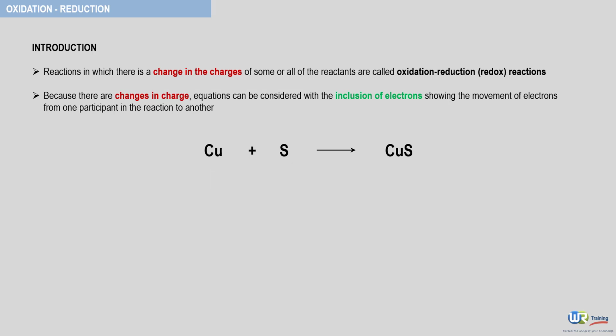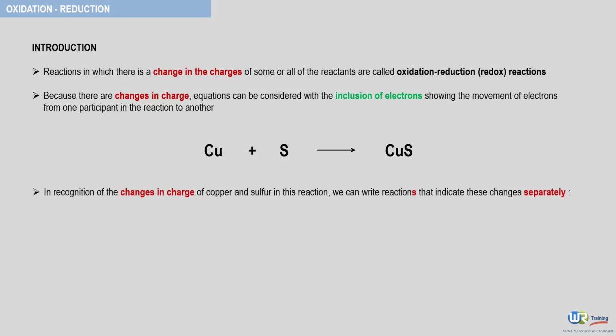In recognition of the changes in charge of copper and sulfur in this reaction, we can write reactions that indicate these changes. Further, we can write reactions that show the changes separately. Elemental copper will lose 2 electrons to form copper cation, and sulfur will capture 2 electrons to form sulfur anion. These two reactions are referred to as half reactions.